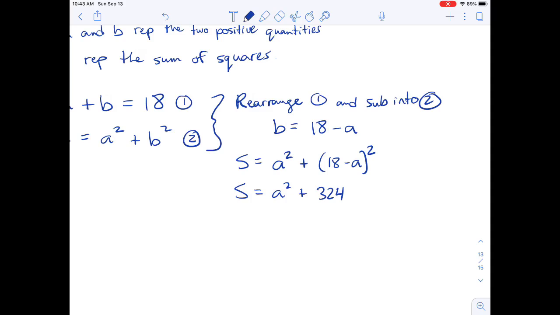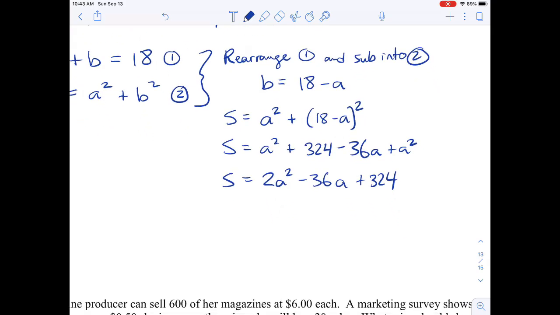And then I would also have minus 36a and plus a squared. After a little bit of simplifying there, then I rearrange some terms, and I have 2a squared minus 36a plus 324. So that now is a quadratic relation in its standard form using the variables a and s. This is where I'm going to leave it to you now to pause the video, try and put this into its vertex form, and then restart the video to see how mine went.